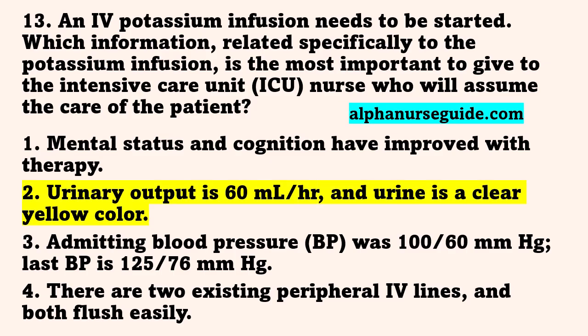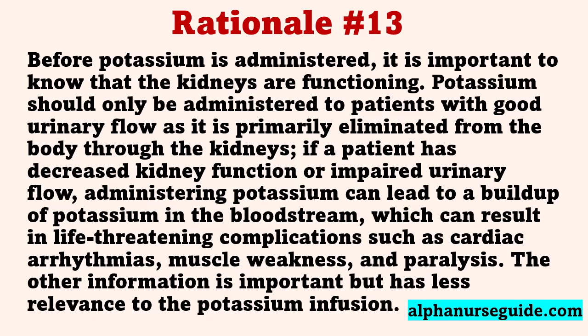The correct answer is 2. Urinary output is 60 ml per hour, and urine is a clear yellow color. Rationale. Before potassium is administered, it is important to know that the kidneys are functioning. Potassium should only be administered to patients with good urinary flow, as it is primarily eliminated from the body through the kidneys. If a patient has decreased kidney function or impaired urinary flow, administering potassium can lead to a buildup of potassium in the bloodstream, which can result in life-threatening complications such as cardiac arrhythmias, muscle weakness, and paralysis. The other information is important, but has less relevance to the potassium infusion.